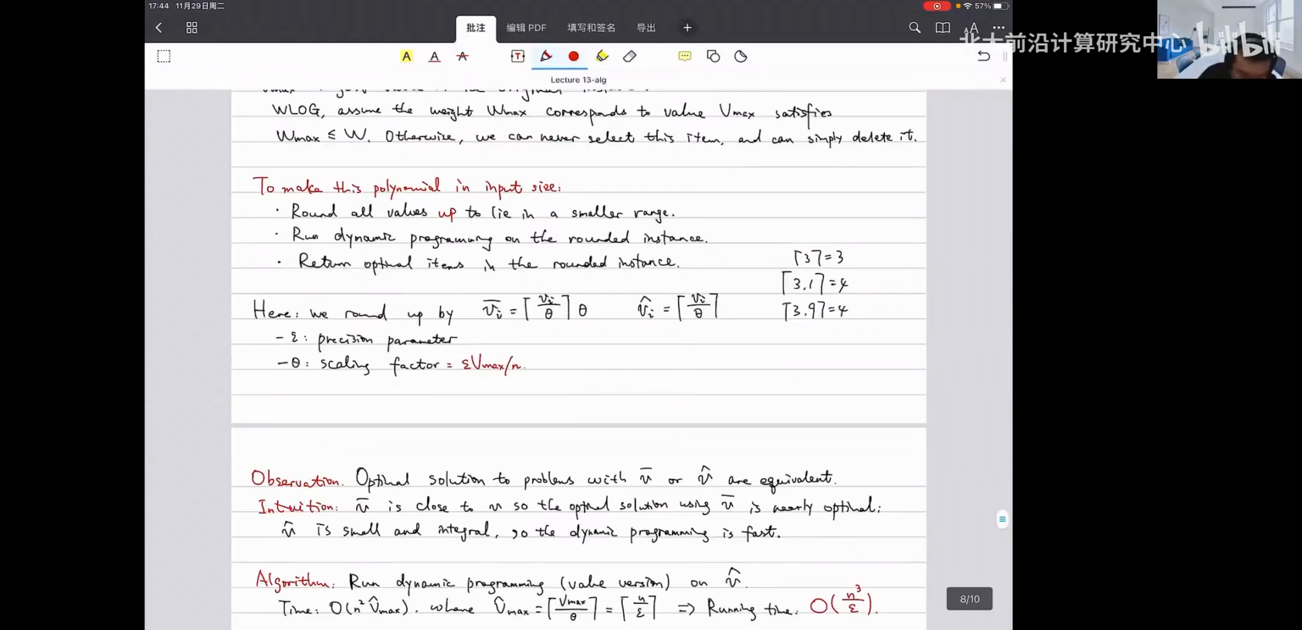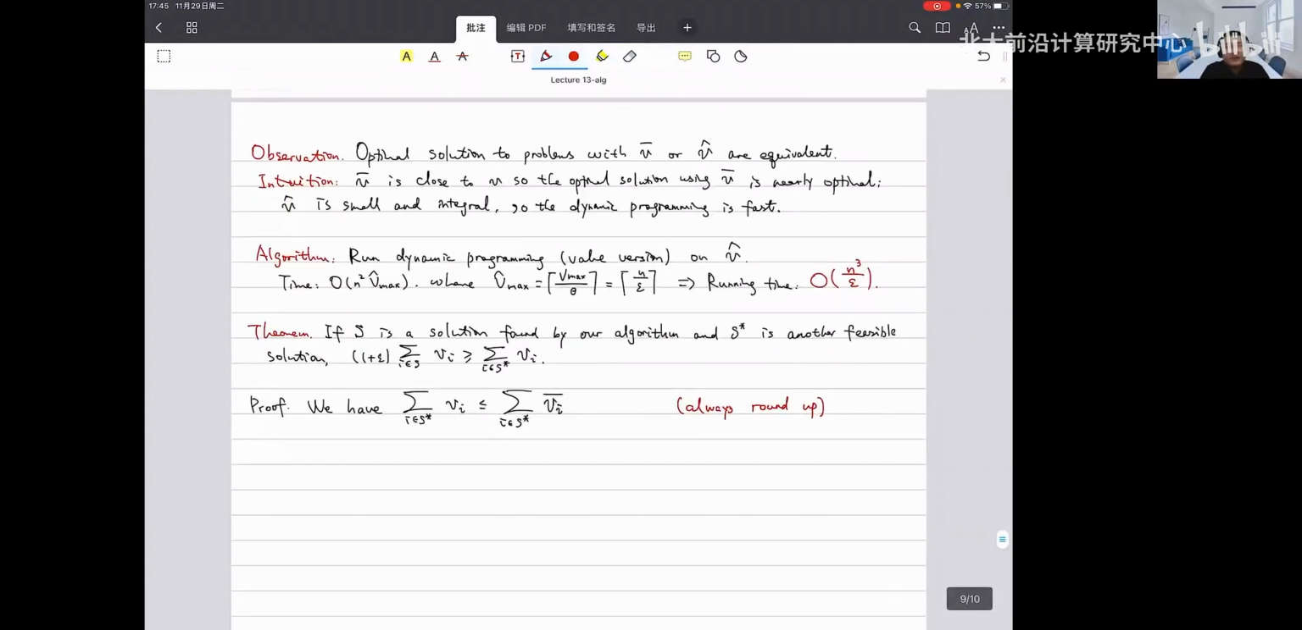This is just due to the fact that we always round up in this scaling function. This is straightforward because the scaling function of x is always larger than x. So when we consider this bar Vi, it is always larger than Vi over theta times theta. This is the point: a good thing is that we always round up, and this very easily gives us this relationship.